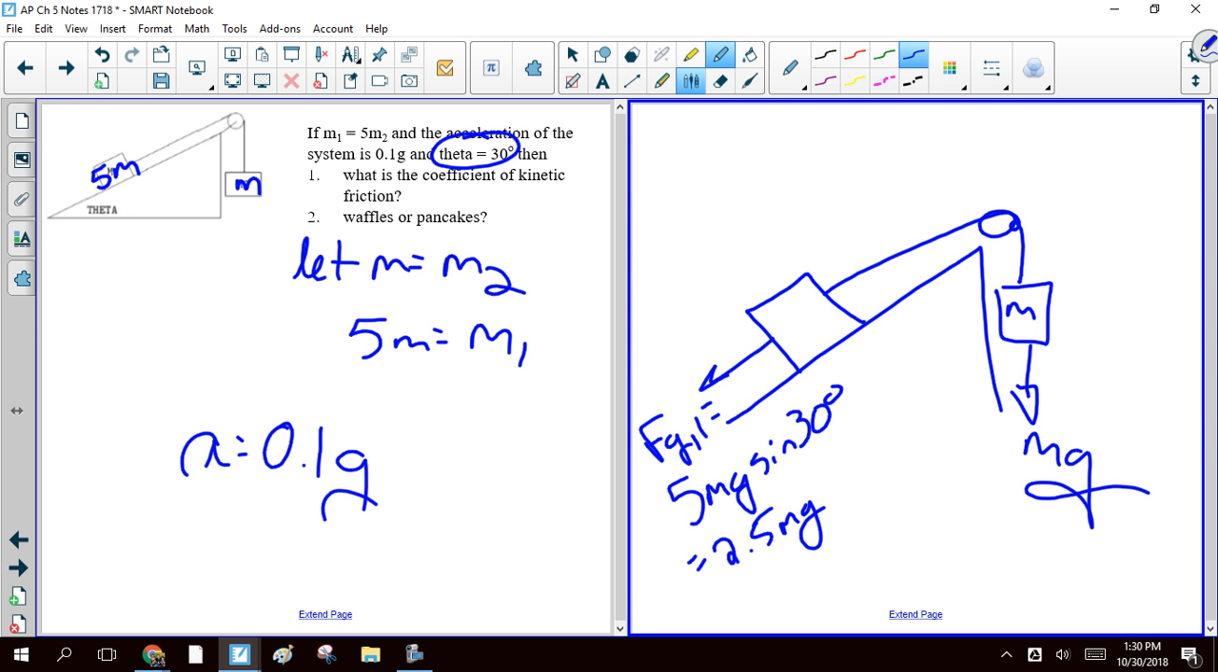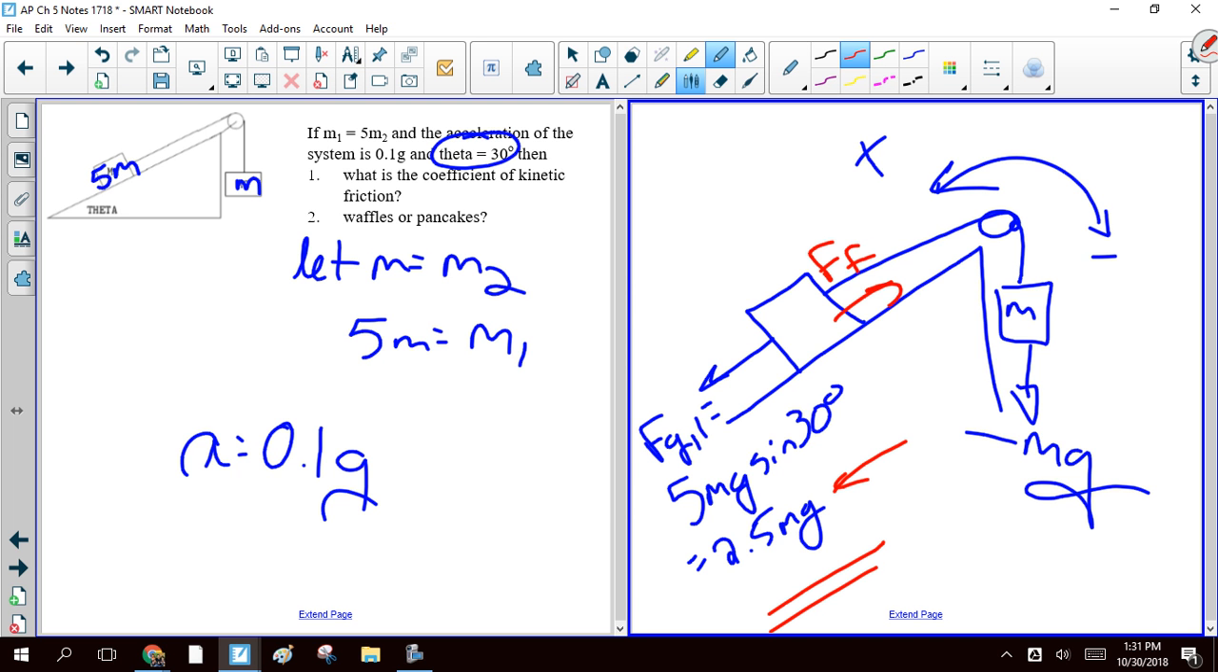And so if we assume that it began at rest, which I probably should have said explicitly, that means it's got to accelerate this way, right? So let's call this way positive and this way negative. And so we're trying to find our coefficient of kinetic friction. It looks to me like, because this force is winning, the motion is going to be this way, which means my kinetic friction is going to go this way.